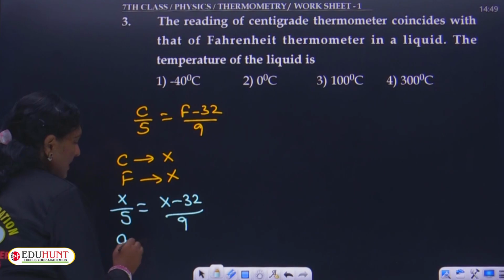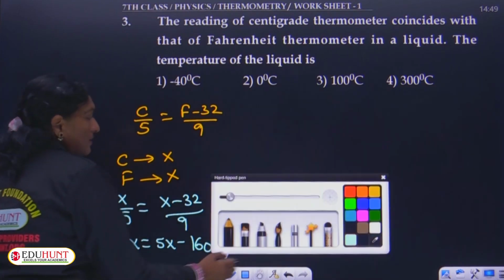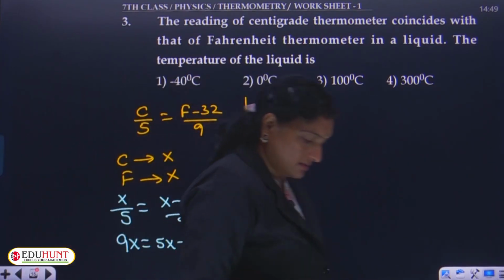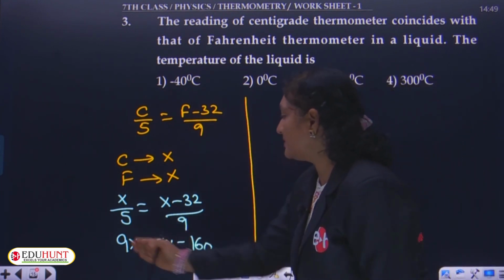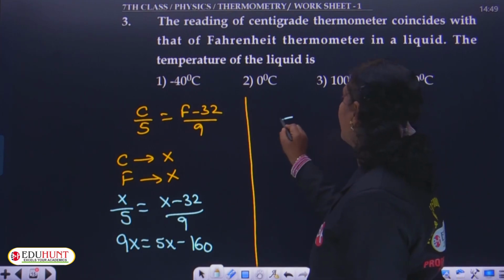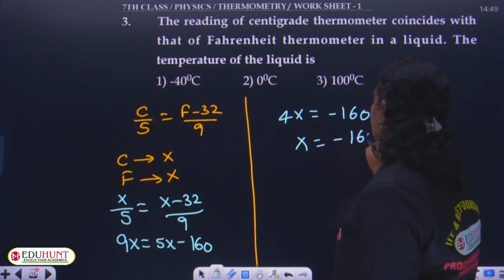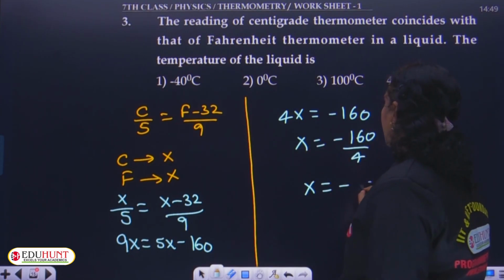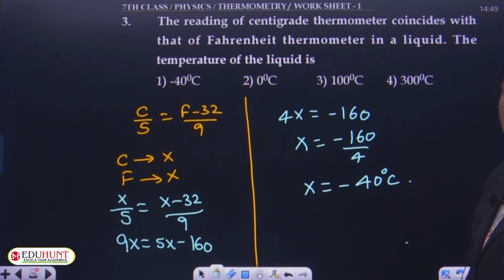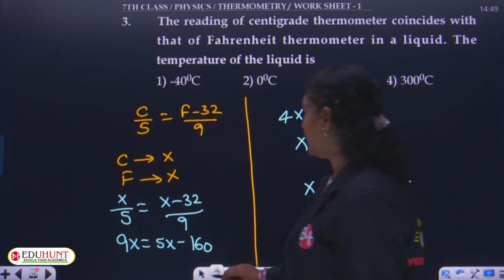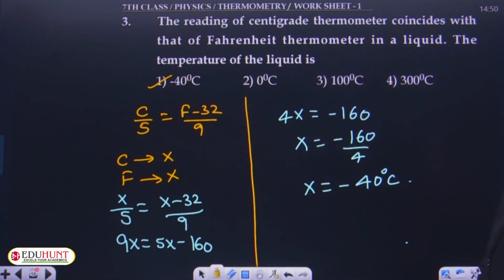Cross multiplying, you get 9x equals 5x minus 160. Further simplification: taking 5x to the other side, 9 minus 5 is 4x. So, 4x is found to be minus 160, or x is minus 160 upon 4, or x is found to be minus 40 degrees Celsius. The same will show as minus 40 degree Fahrenheit. Hence, the correct option is option 1, that is minus 40 degrees Celsius.